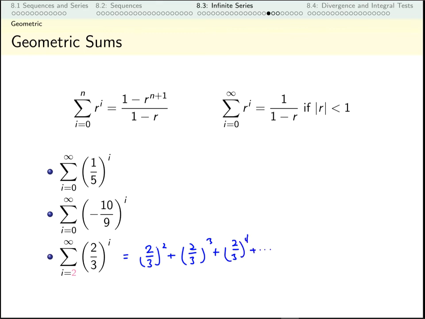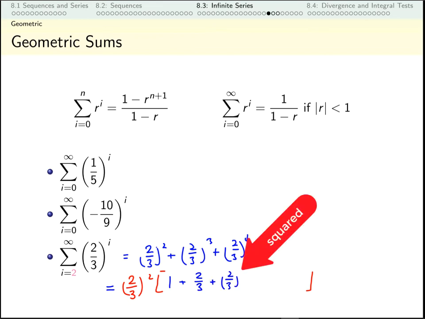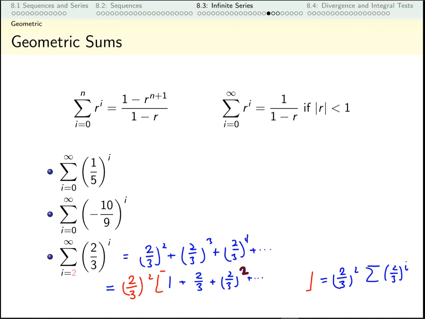There's different ways of dealing with this, but with geometric series, one nice thing is that factoring works really well. 2/3 squared shows up in all of these pieces, so I can factor it out. The first term becomes 1. The second term becomes 2/3. The third term becomes 2/3 squared, and so on. So I can write this as 2/3 squared times the sum of 2/3 to the power i, so my index starts 0, 1, 2, and so on.